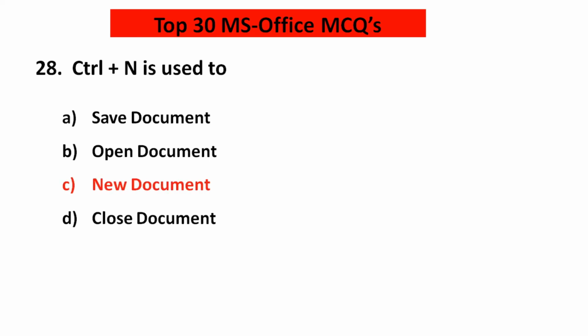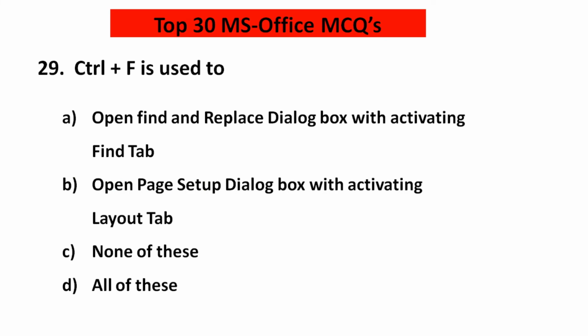Next question. Ctrl plus F is used to: A. Open Find and Replace dialog box activating Find tab, B. Open Page Setup dialog box activating Layout tab, C. None of these, D. All of these. And the right answer is option A. Open Find and Replace dialog box activating Find tab.